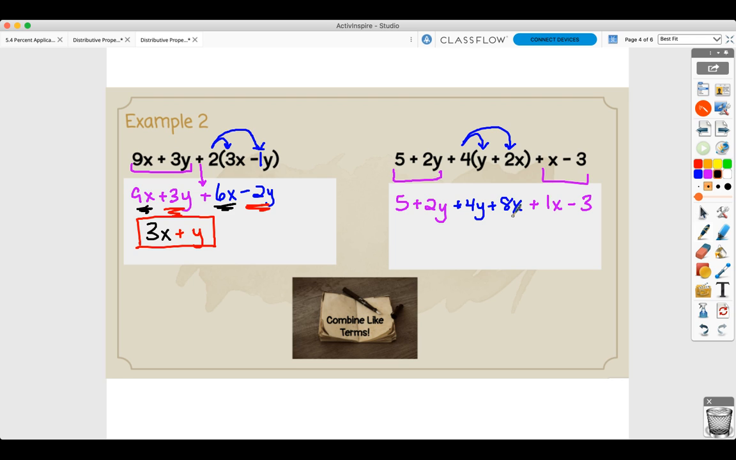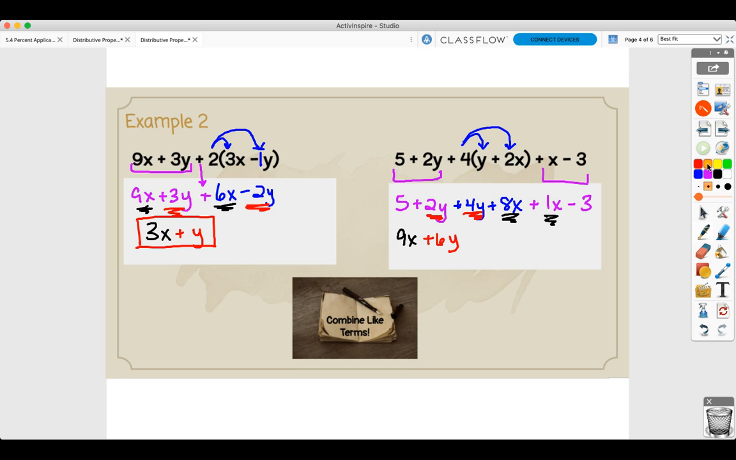So let's look for our x terms first. You have an 8x and a 1x. And I'm just going alphabetically, variable with the constant at the end. You don't have to do that, but that's just the way I'm going to keep it, with standard form. So 8 plus 1 is 9x. You have the y terms. 2y plus 4y is 6y.